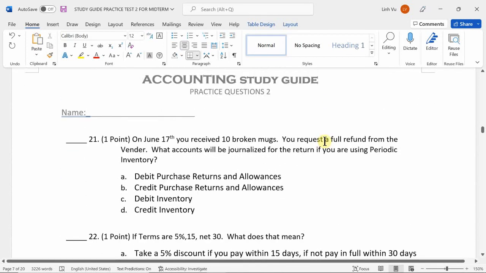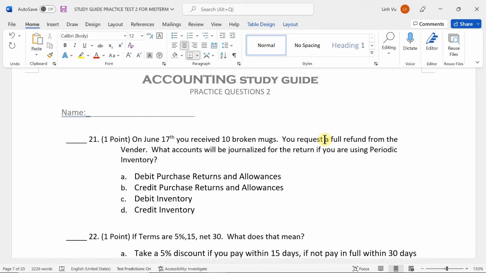Okay. So question number 21, if on June 17 you received 10 broken mugs and you requested a full refund from the vendor, what accounts will you journalize for the return if you are using periodic inventory? So here's the key word, periodic inventory. What are you going to use? Are you going to use a purchase returns and allowances? Are you going to credit your purchase returns and allowances? Are you going to debit your inventory? Are you going to credit your inventory?